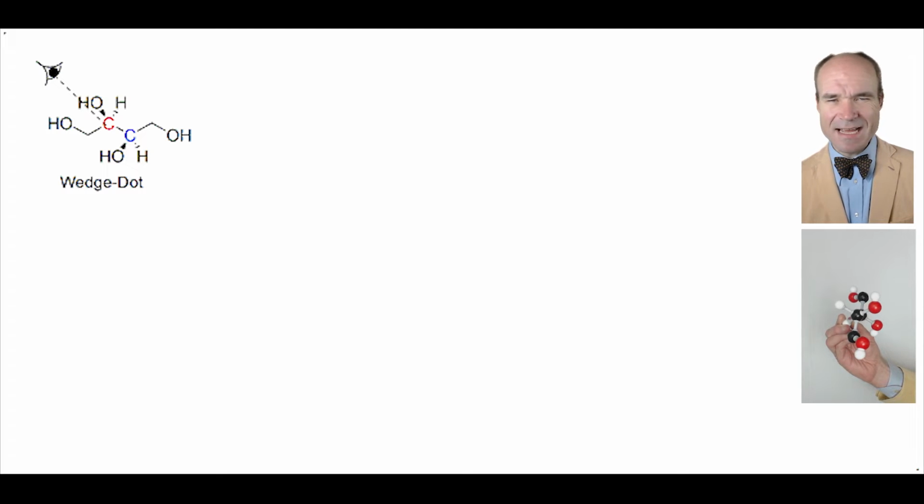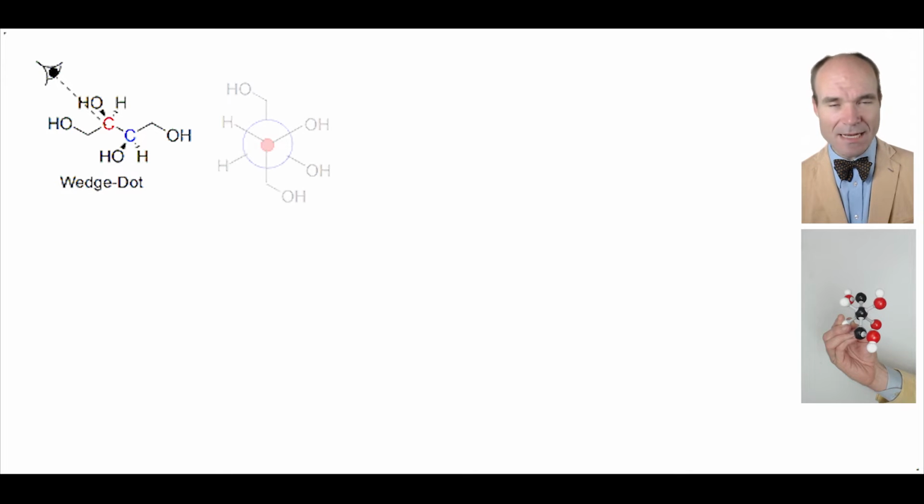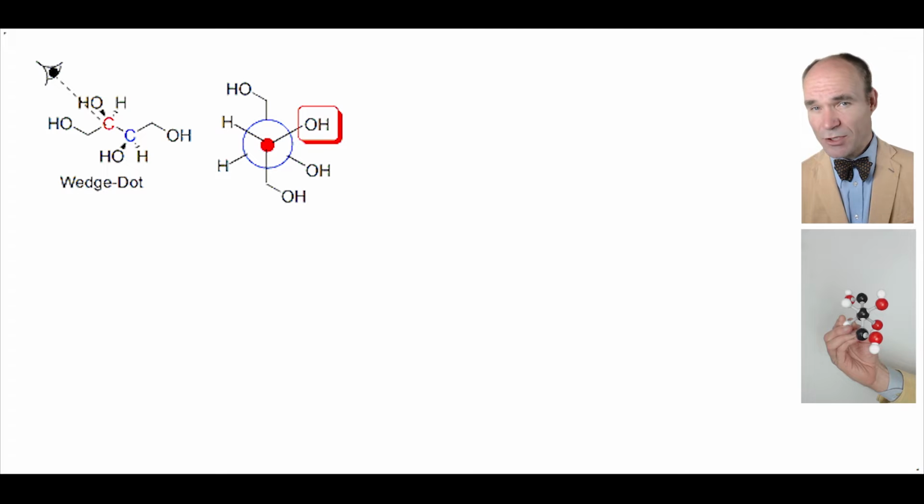What do we see in terms of a Newman projection? Is the red carbon's hydroxyl, that's to say the carbon nearest the eye, to the right or left? Well, in Wedge-dot, it's coming out of the plane towards us, and with your eye in that position, it's to the right of the eye. Thus, it's depicted to the right of the red dot in the Newman projection form.